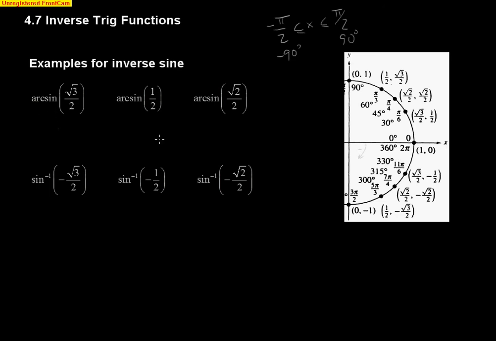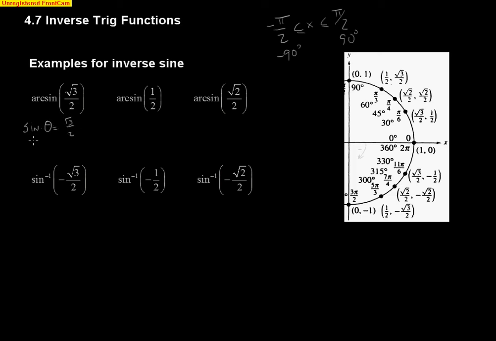So right here, I have 6 examples. And again, arc sine and sine inverse, that's the same notation. They both mean inverse sine. So we have to find arc sine of radical 3 over 2. And we ask ourselves the backwards question. Okay, by definition, that means, all right, the sine of what angle equals radical 3 over 2?